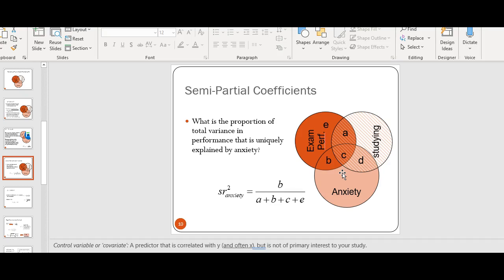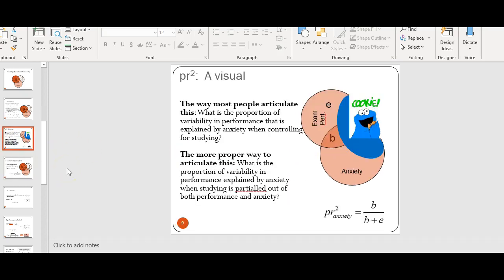So first step, word for word, keep practicing talking through, for example, the semi-partial squared is the proportion of total variability in the DV that is only explained, or uniquely explained, by the focal predictor, in this case, anxiety. And then you can articulate as well the partial by saying it's the proportion of variability in performance explained by anxiety when the control variable, or hours of studying, is partialed out of both.